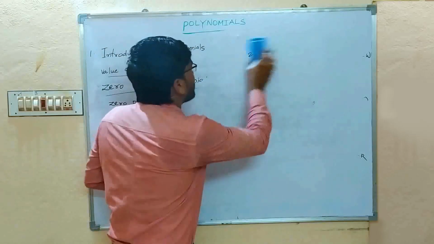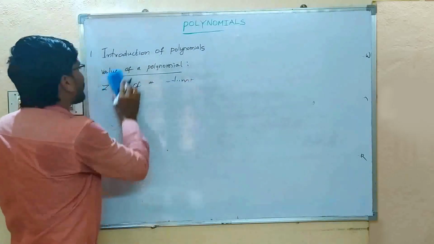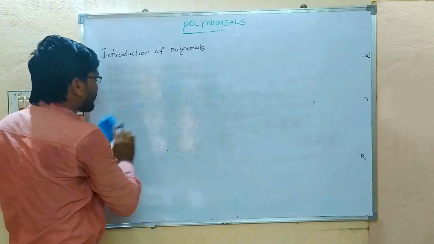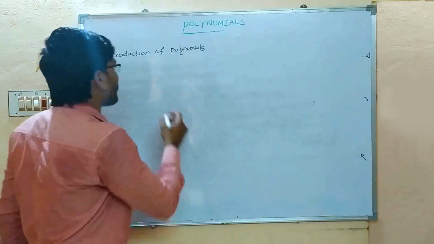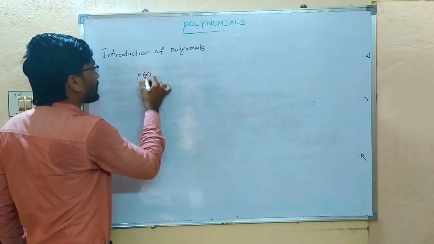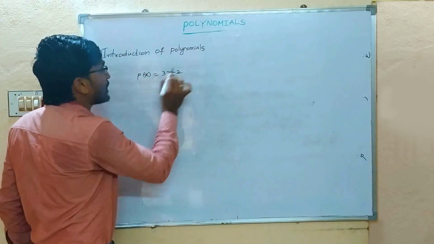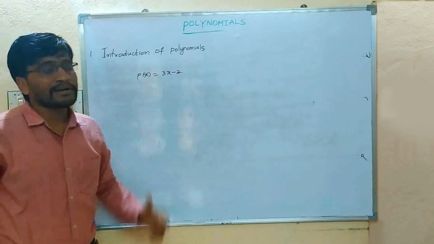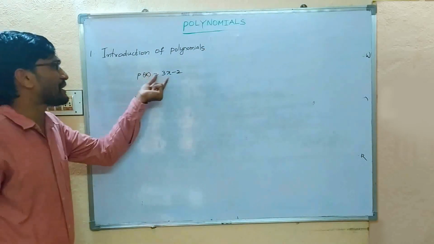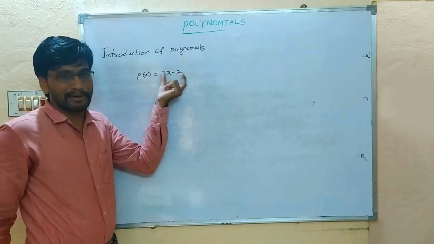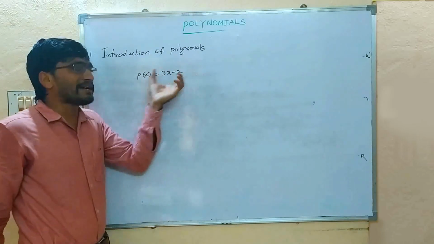Next, if they have given any polynomial, how can we find the zeros of that polynomial? Suppose they have given a linear polynomial p of x equal to 3x minus 2. How can we find the zero of this polynomial? Zero is nothing but the value of x. So how can we find the zero of this polynomial?